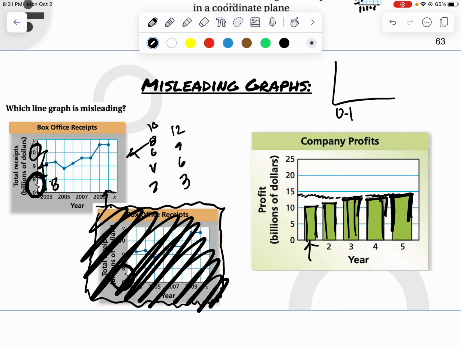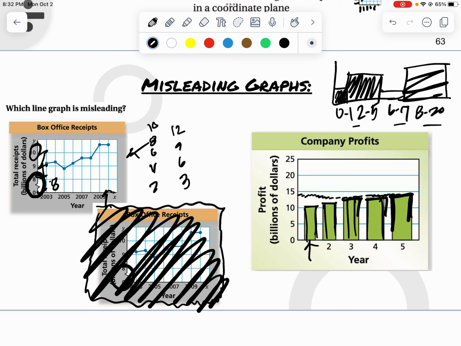Maybe they'll have this be from 0 to 1. Then maybe this bar will look like this. And then maybe this one will be from 2 to 5, and will look like that. Then maybe this one will be from 6 to 7, and then this one will be from 8 to 20. That's very misleading. Those intervals are not the same. That's a common one the textbook likes to use.